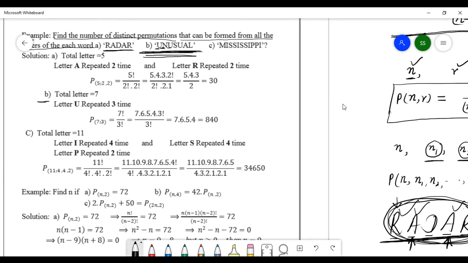So total, count this: 1, 2, 3, 4, 5, 6, 7. Total 7 letters. Total 7, this is N. Right? And one letter you repeated 3 times, and the rest are each once, no problem. So write this: P total 7, and 3 repeated. Okay?